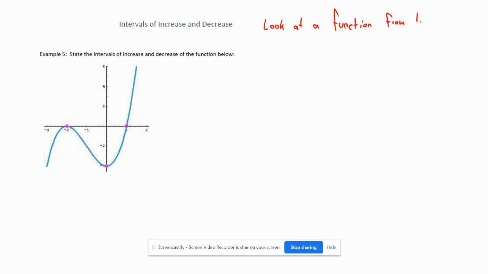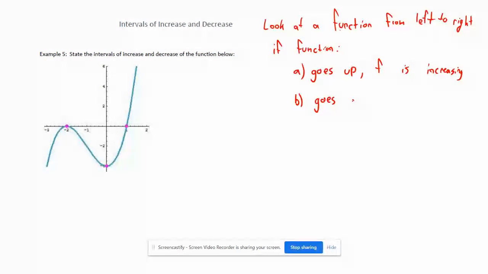from, let's say, left to right. If the function goes up, f is increasing. If it goes down, f is decreasing. So as you look at a function from left to right, if the function is going up, it's an increasing function. If it's going down, it's a decreasing function.